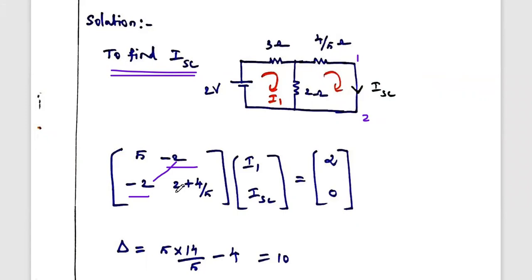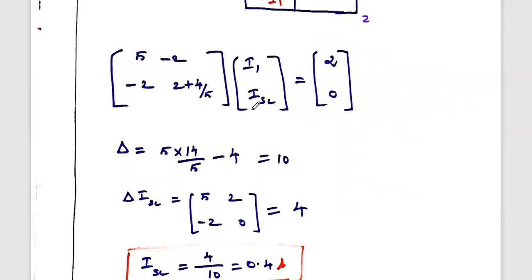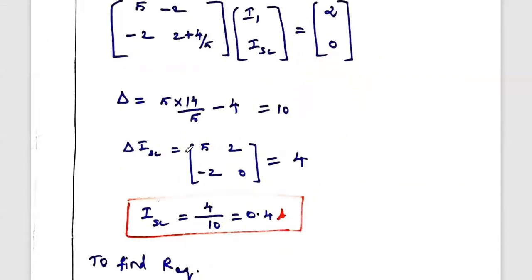This is R22. R22 means total resistance in the second loop. So 4 by 5 plus 2. This is the resistance matrix multiplied with the first loop current and the second loop current, which is equal to the voltage. In the first loop, the total voltage is 2 volt. In the second loop, there is no voltage, it is 0. After writing this, we have to find the determinant of this resistance matrix, and calculate del ISC. Then dividing del ISC by del, we can get ISC.